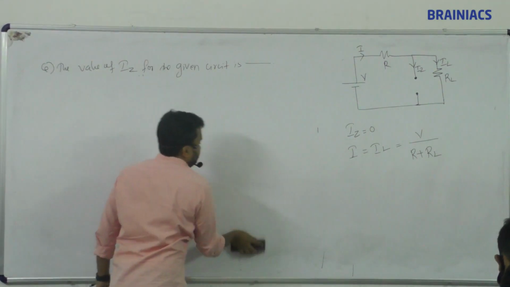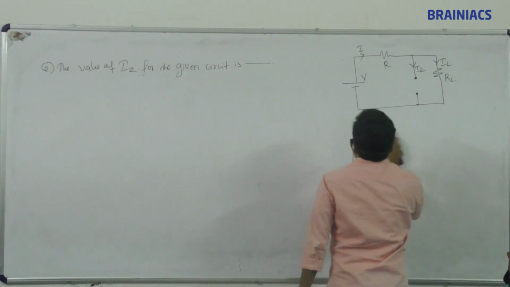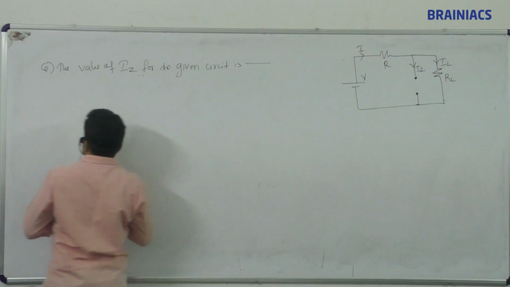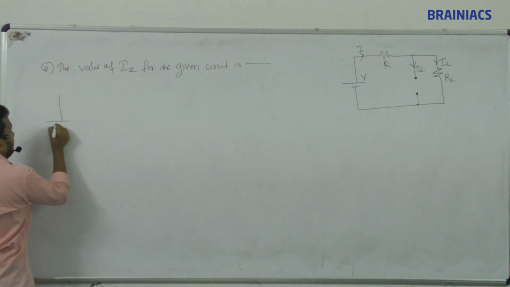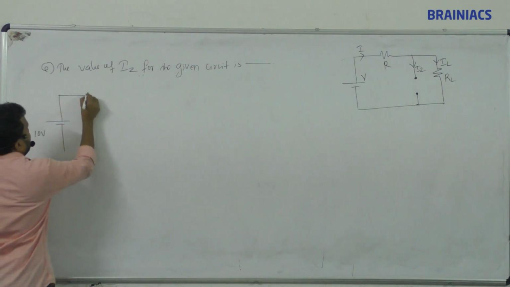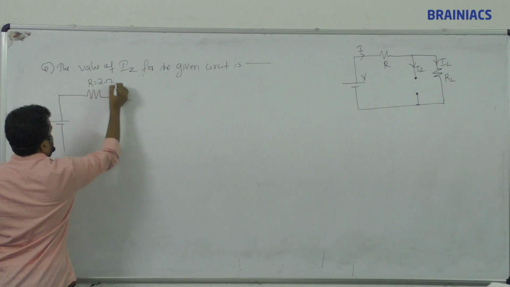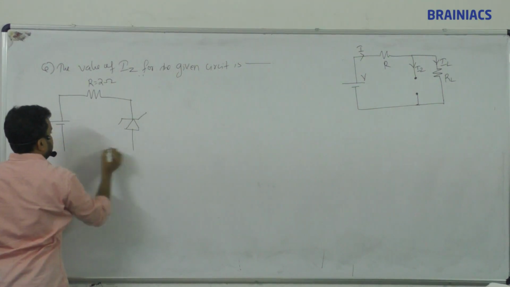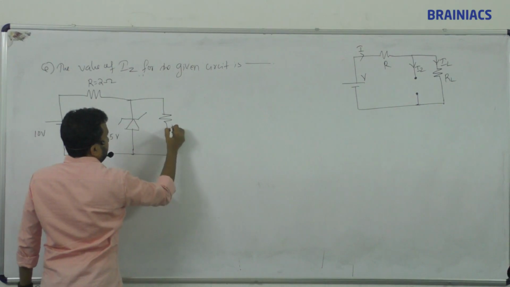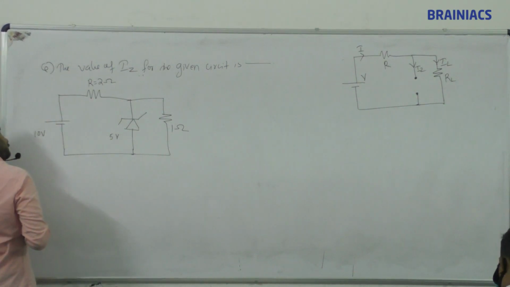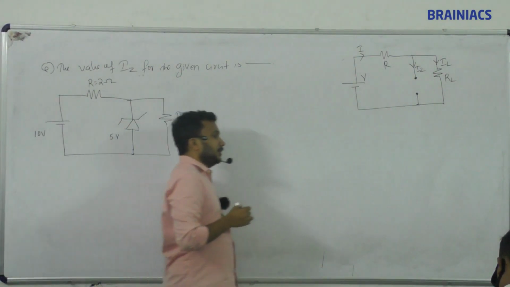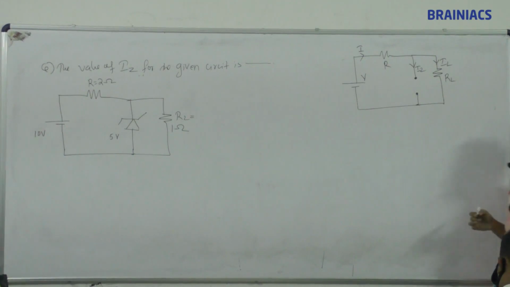Find the value of power dissipation. Find the value of power dissipation across the resistor R. We would like to calculate the power dissipation across the resistor R.